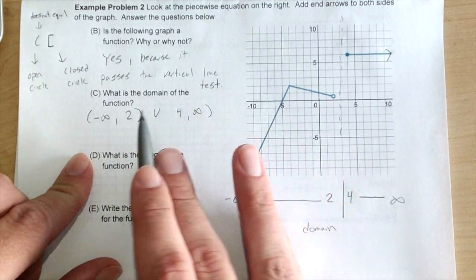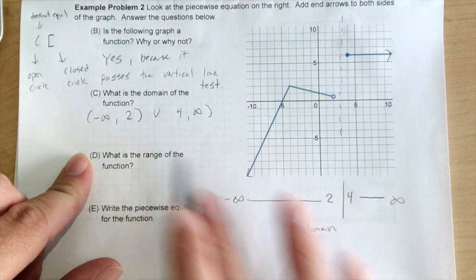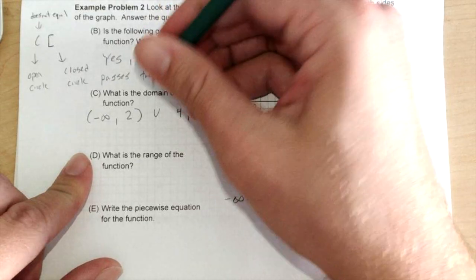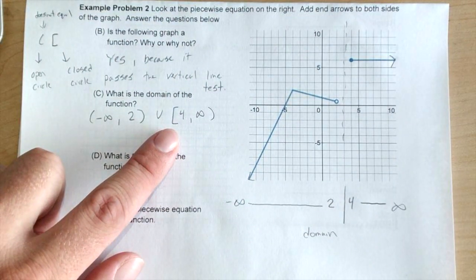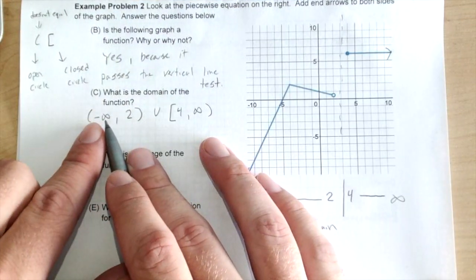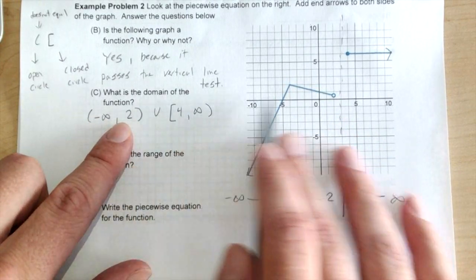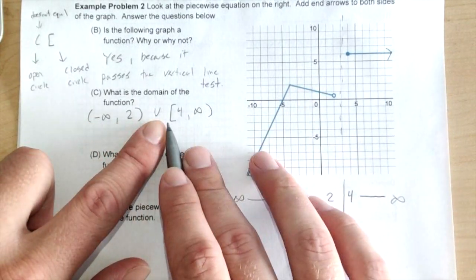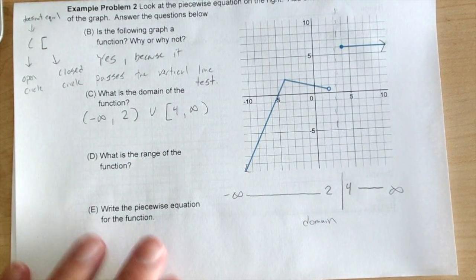U stands for union because we have 2 parts of this. There was a break, but after the break, we start at 4 with a closed circle. So the closed circle is when you're going to have the hard bracket because we actually equal 4. We don't equal negative infinity or infinity. We never actually get there. And we don't equal 2 because it's an open circle. But we do equal 4, so that's our hard bracket. So hopefully that makes sense to everyone.